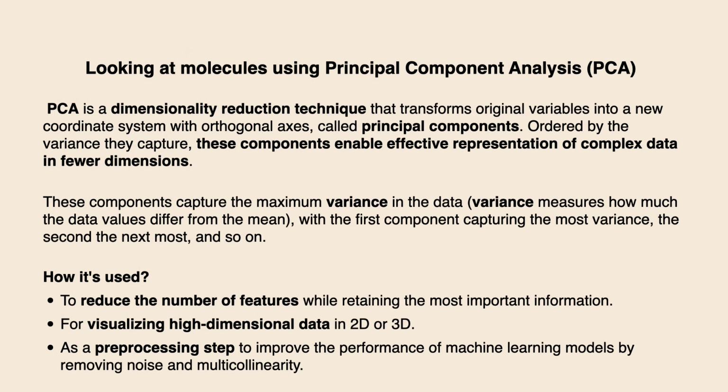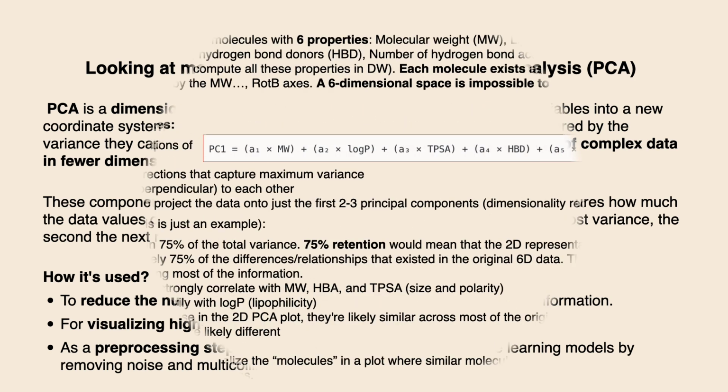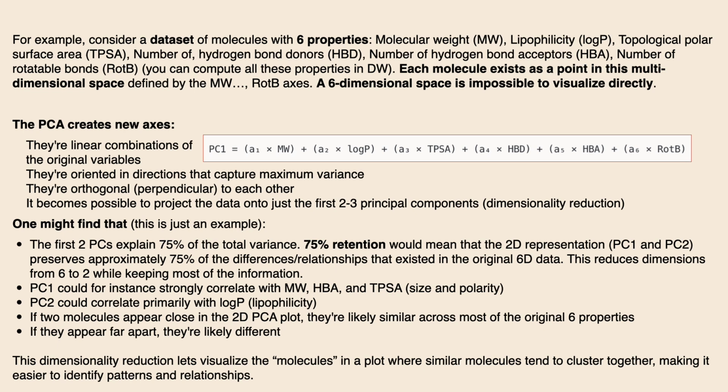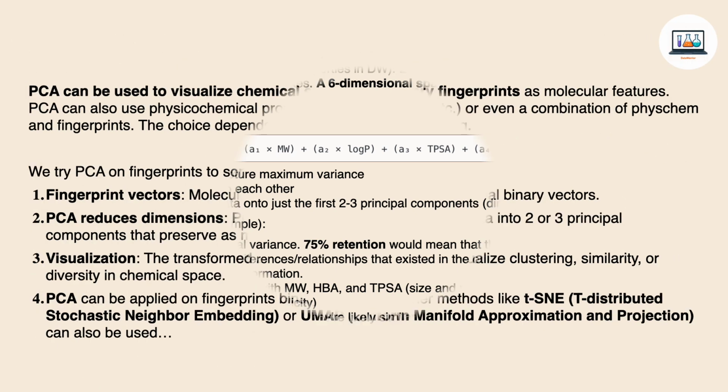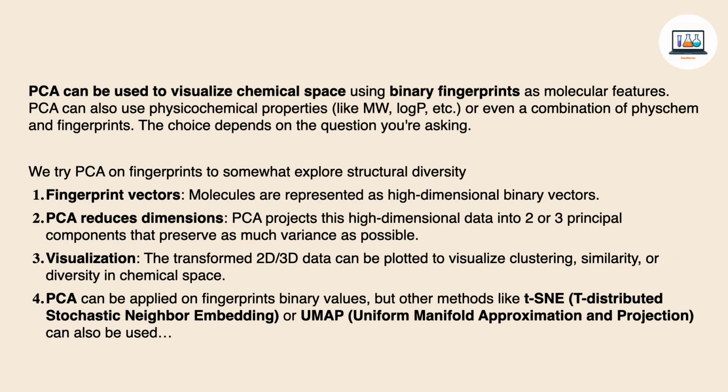There are many explanations about PCA online, so on this slide, I'm just providing a very simple overview. Here, on this slide, some additional comments about PCA. PCA can help us visualize chemical space to some extent. To do this, we need to represent molecules in a numerical form, typically as molecular fingerprints, and it can also be other values. In this tutorial, we'll be using the default fingerprint in DataWarrior, called frag-FP.